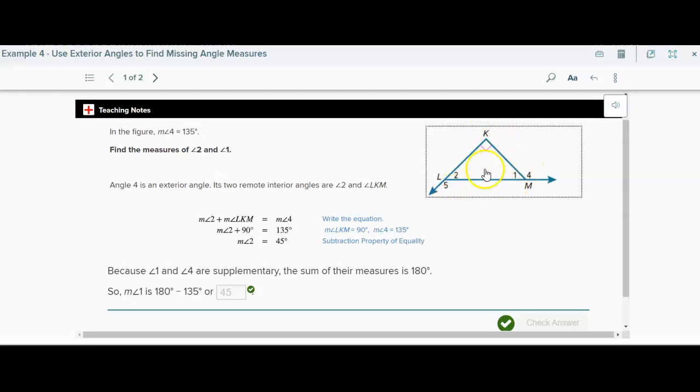So use the fact that they all add up to 180, and the exterior adds up to those two, and that's the main thing in this section. So try all those check problems, and we will practice this in class tomorrow, or no, actually Thursday, depending on whenever you watch this. So Thursday in class, we'll try some of these.